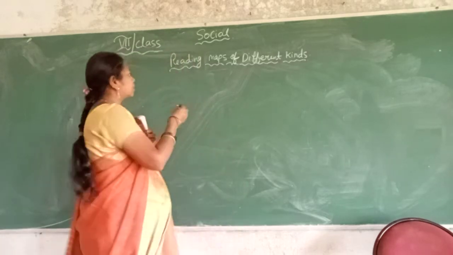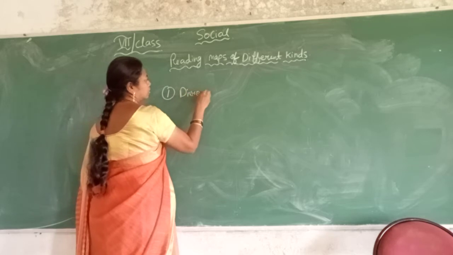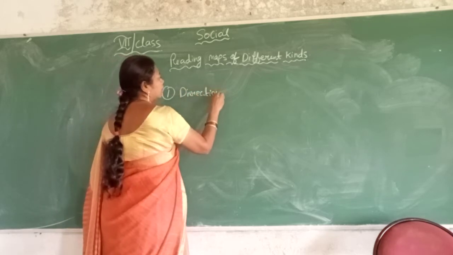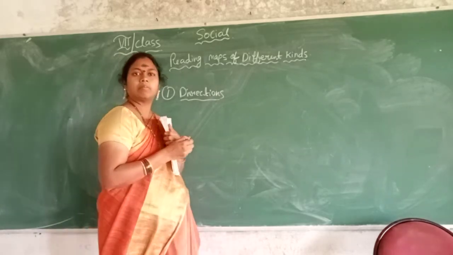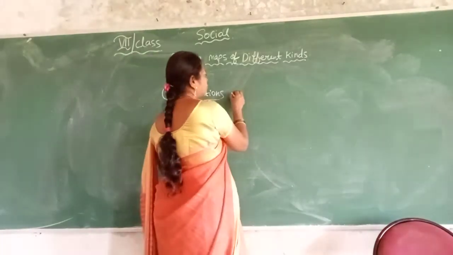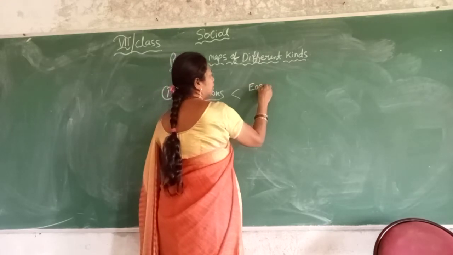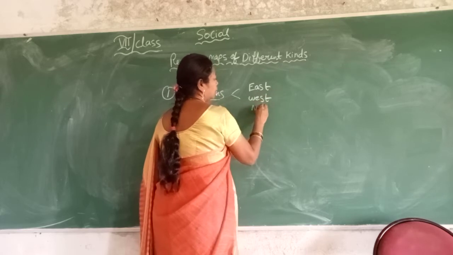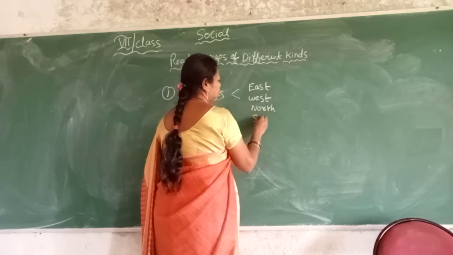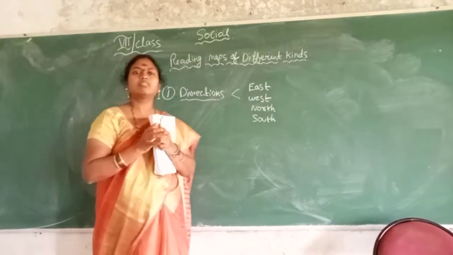So in the 6th class we learned about, first, directions. Directions are very important to know the location of different places. First of all, there are mainly 4 directions: east, west, north and south.